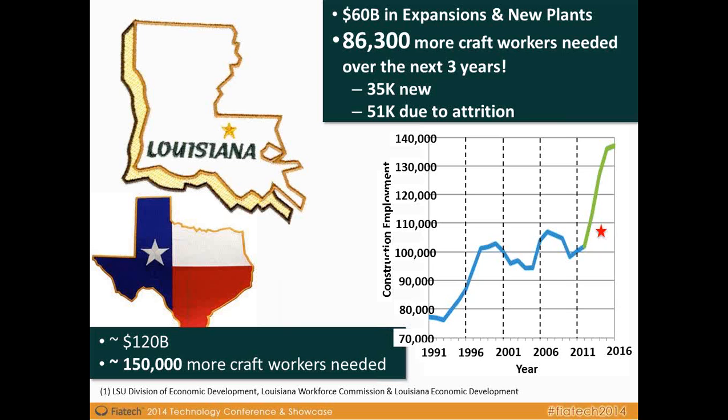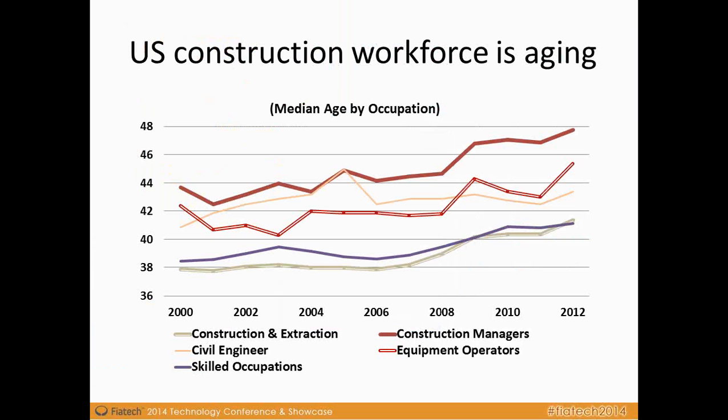Now, the scary part is, if you look at Texas, I asked him, okay, if Louisiana's doing $60 billion, what's going on in Texas? He said, just double it. So you're looking at 120 to 150,000 craft workers, and that's just in 2 states. You've got work going on in Pennsylvania, a housing boom coming up, work going on up in the Dakotas, and Canada's got a huge demand for workers. So there's a tremendous amount of demand that's getting ready to break loose at any moment. Next slide.